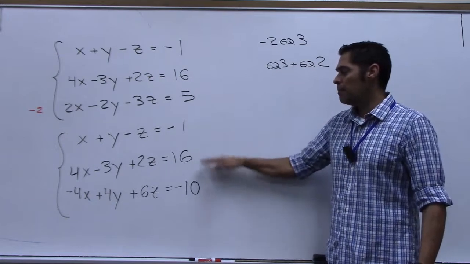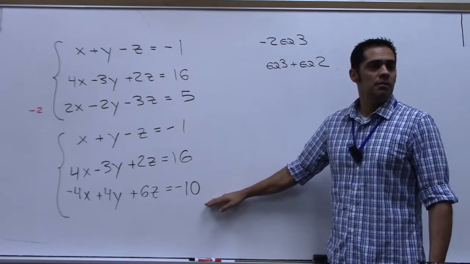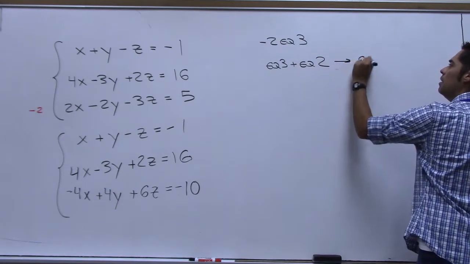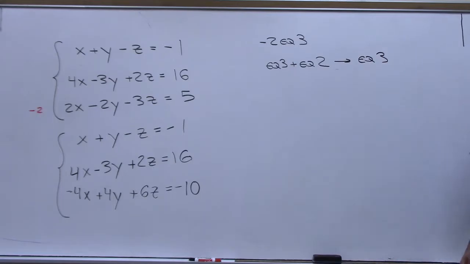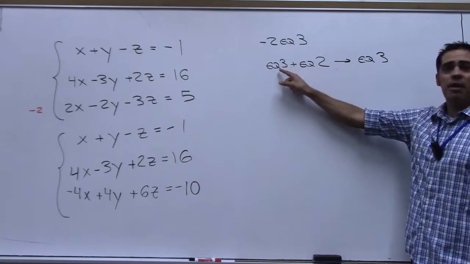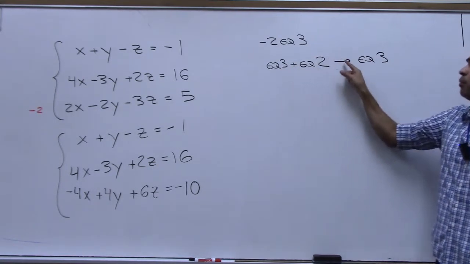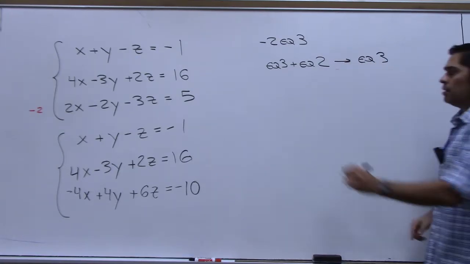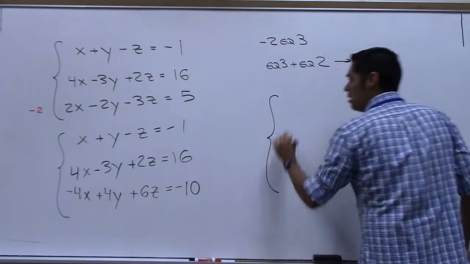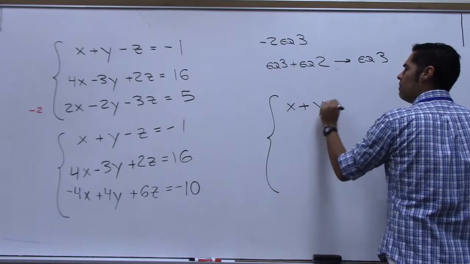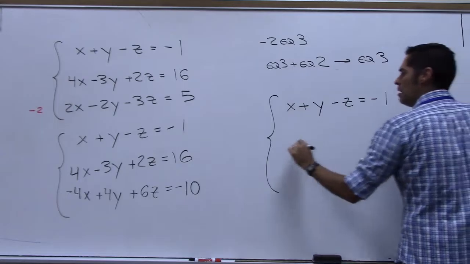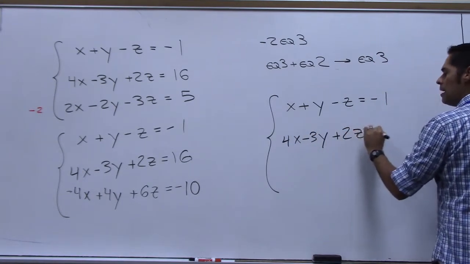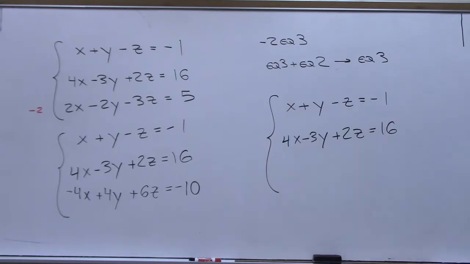And I can take that answer and I can replace either equation with it. So which equation would you like me to replace? You want to go 3? I heard 3. Let's go with 3. Equation 3. So that's what the arrow means. I'm going to add equation 3 and 2 together and then that answer is going to replace equation 3. So let's try and write this now. I have x plus y minus z equals -1. I have 4x minus 3y plus 2z equals 16. And then you add the two together.